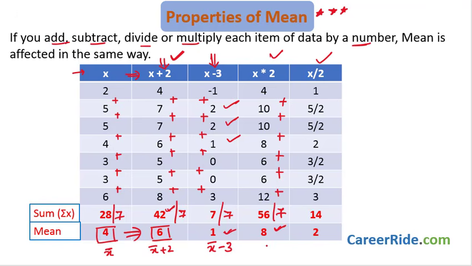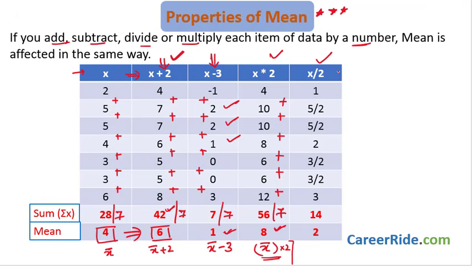How is it related to the original mean x bar? So it is x bar multiplied by 2, right? We multiplied each of these values of x by 2. The mean is getting affected in the same manner.